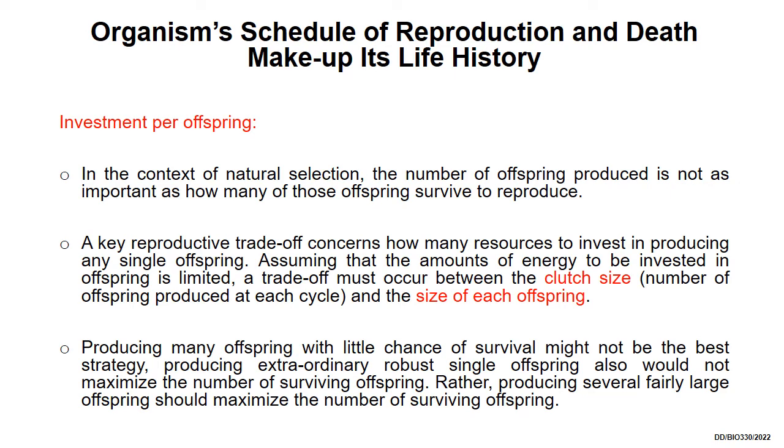If they choose to produce many offspring with little chance of surviving, it might not be the best strategy. Also, producing one extraordinarily large single offspring would not maximize the number of surviving offspring either, but producing several fairly large offspring should maximize the number of surviving offspring.